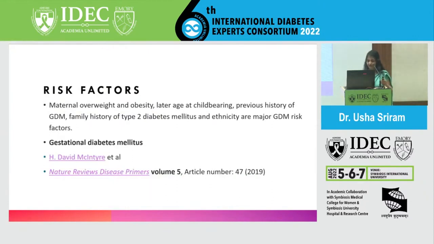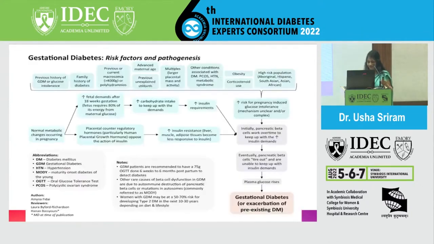And the traditional risk factors were maternal overweight, obesity, later age at childbearing, previous history of GDM, family history of type 2 diabetes, and ethnicity. They were the major GDM factors. But if you look at this one, you can see things like PCOS, hypertension, metabolic syndrome, all of those, and of course, obesity has been mentioned. These have all become very, very important risk factors for gestational diabetes.